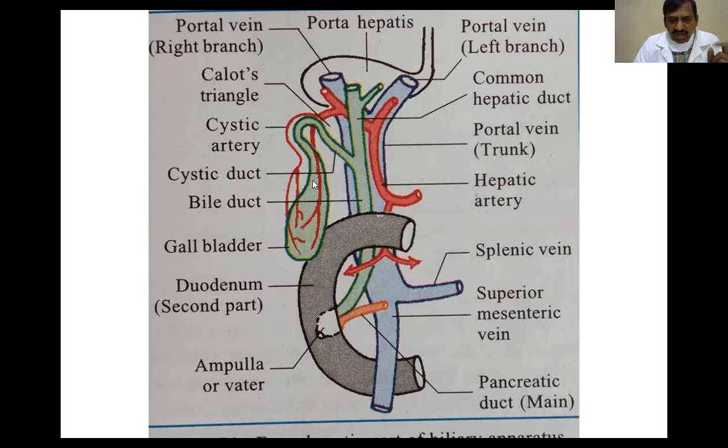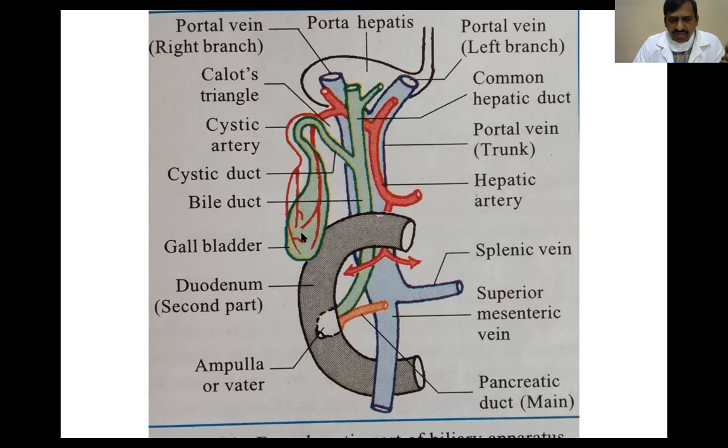The length of the gallbladder is 7 to 10 centimeters, and the capacity is 30 to 50 ml. The maximum breadth is 3 centimeters. It is highly variable depending upon the individual. Okay, this is the gallbladder.